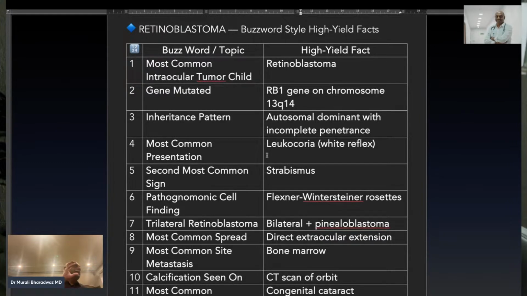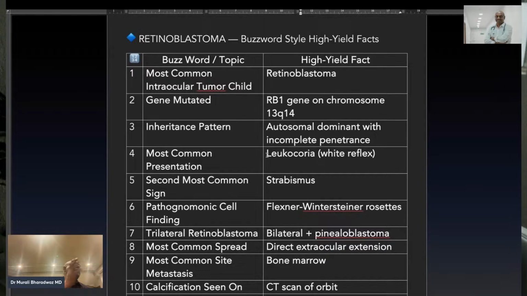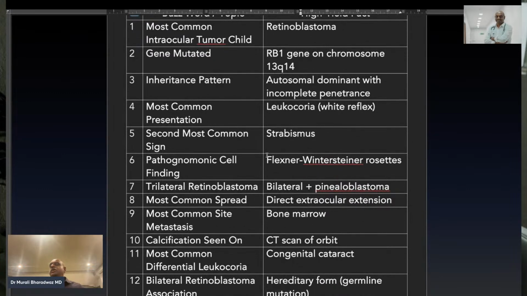Then comes retinoblastoma. The most common intraocular tumor in a child is retinoblastoma. What is the gene? 13q14. How will you remember 13q14? Once we enter puberty at 13, boys and girls start noticing each other. So 13 is retinoblastoma. It is autosomal dominant with incomplete penetrance.